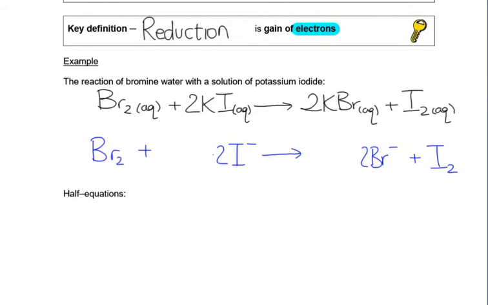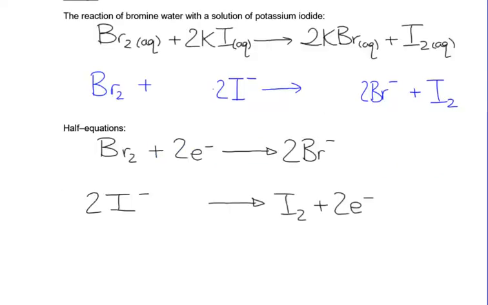Can you split that into 2 half equations? So can you first of all tell me what's happening to the bromine, and can you then tell me what's happening to the iodide ions? So this is what you should get. Bromine is picking up 2 electrons to become bromide ions, and iodide ions are losing 2 electrons to become iodine. Could you label those as oxidation and reduction? So which one of those is the oxidation and which one of those is the reduction? So if we've got all of that right, we should be able to see we've got these as our answers. Bromine is being reduced and iodide ions are being oxidized in this reaction.